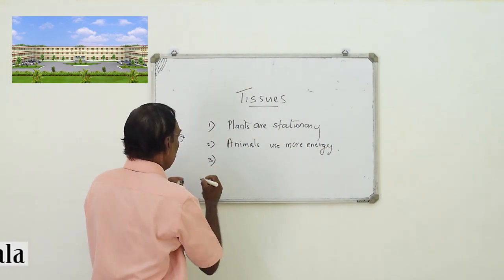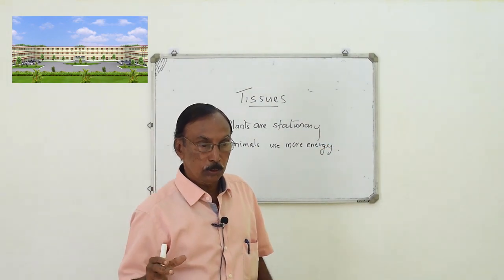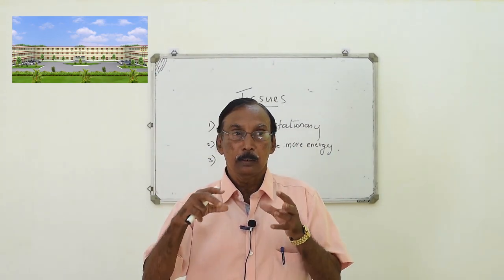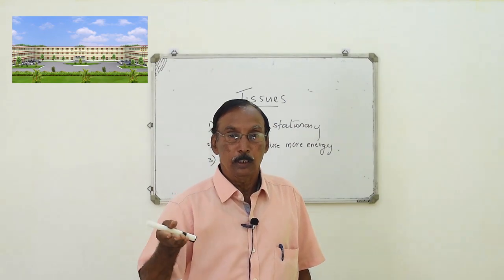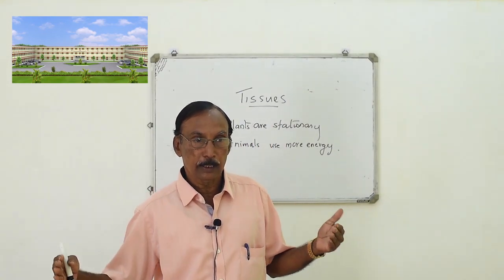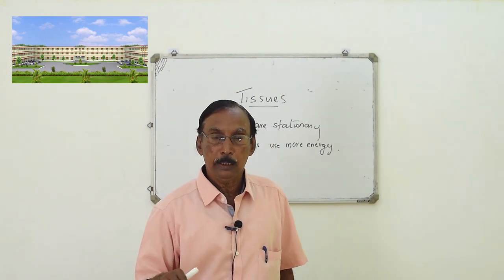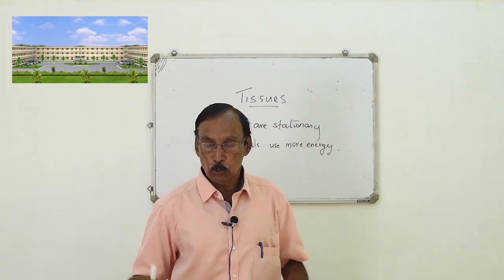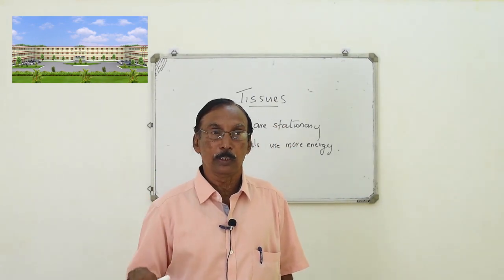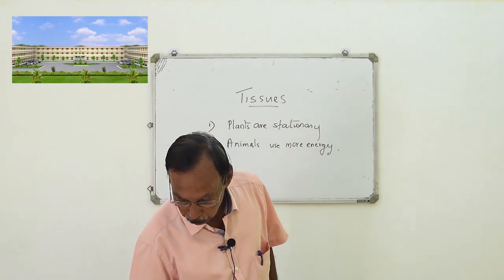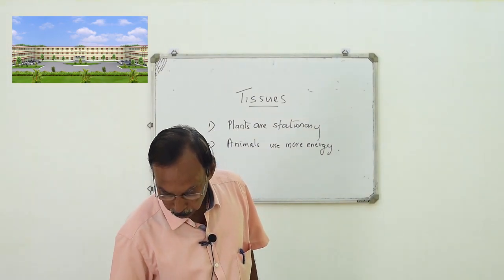Third one, plant growth is limited only at certain points. For example, if you examine a plant, the tip will be growing, the root tip will be growing, and it may be increasing in diameter. So, only certain parts of the plants are growing. But in animals, there is uniform growth, all the parts are growing equally.